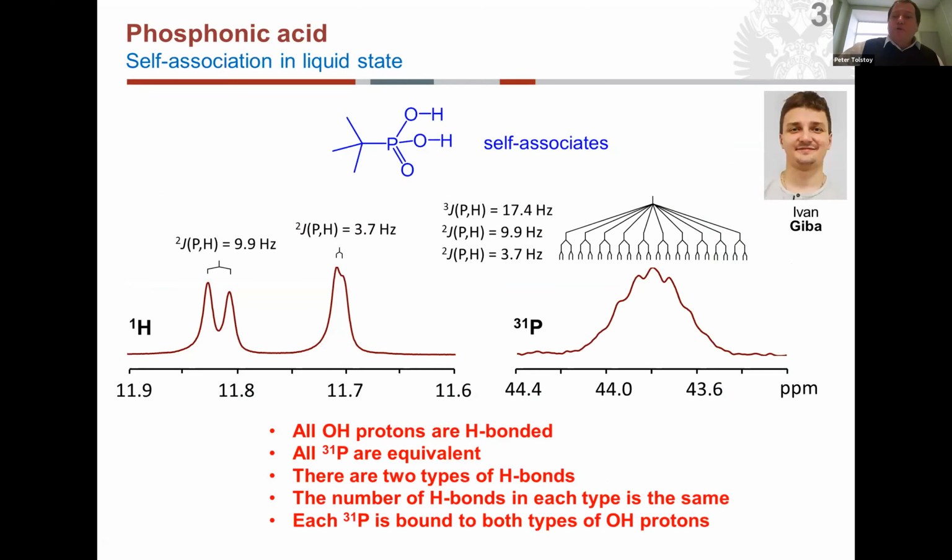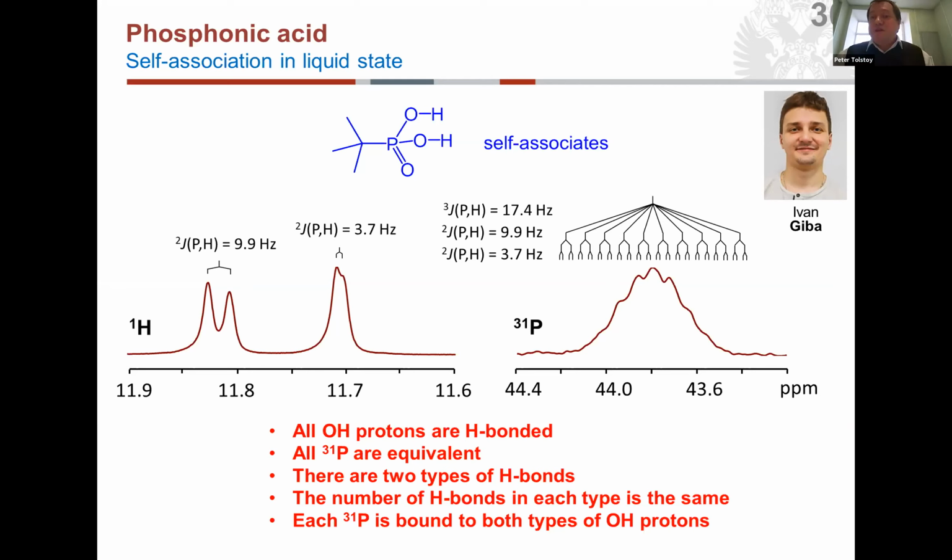Here are proton and phosphorus spectra measured by Ivan Giba. And there are several facts that I have listed here in red, which can be derived from these spectra alone. Whatever the complex is, all protons have to be hydrogen bonded, and all phosphorus have to be equivalent. There necessarily should be 2 types of hydrogen bonds with an equal number of protons involved in each type, and each phosphorus atom should have spin coupling to both types of protons. So it's a set of limitations to our fantasy of what could be formed.